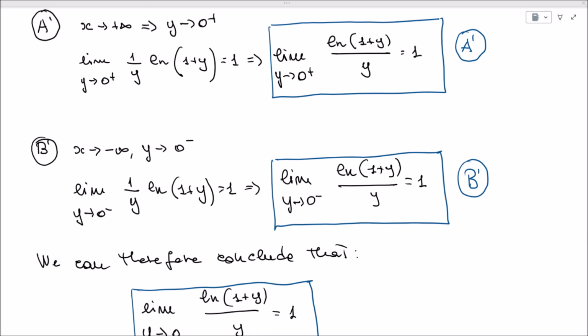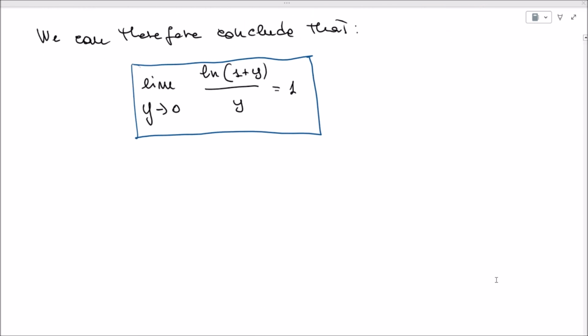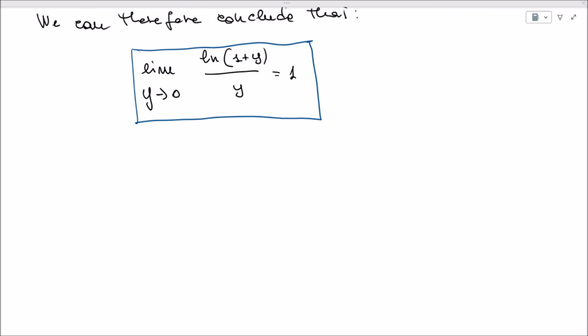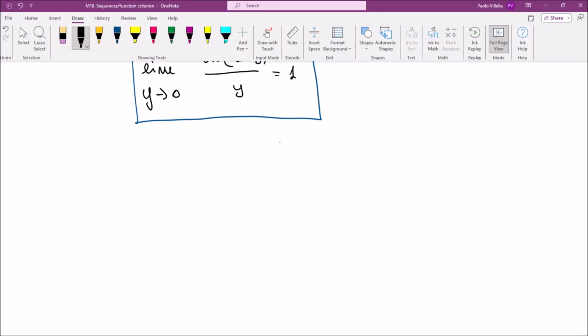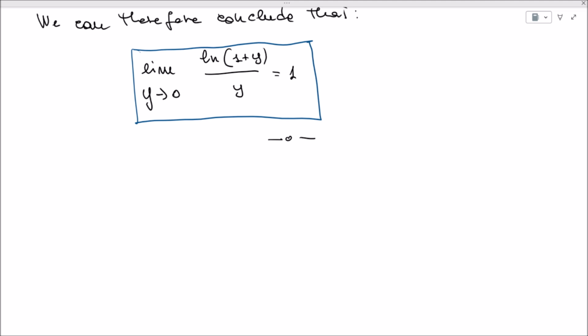We can now use this last result to prove one of the other fundamental limits. We in fact want to prove now that the limit as x goes to 0 of e to the x minus 1 divided by x is equal to 1.